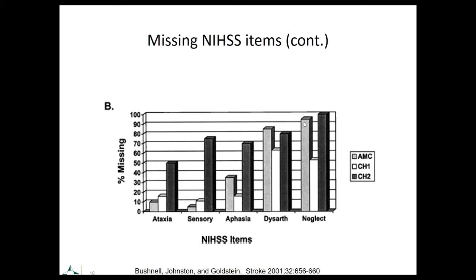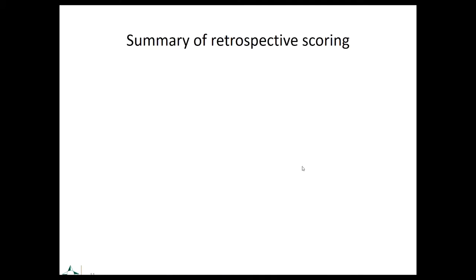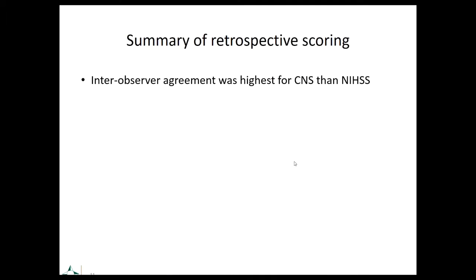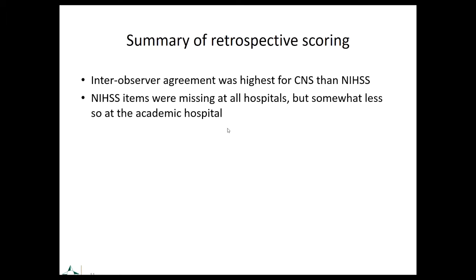So in summary, we had inter-observer agreement. It was a little bit higher for the CNS versus the NIH stroke scale, and the NIH stroke scale items were missing at all hospitals, but somewhat less so at the academic hospital. And then the agreement for individual NIH stroke scale items was variable, but again, this is based on the difficulty of scoring when you have missing documentation.